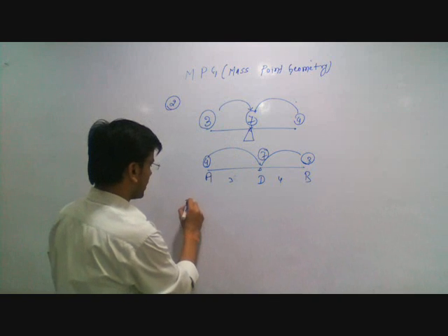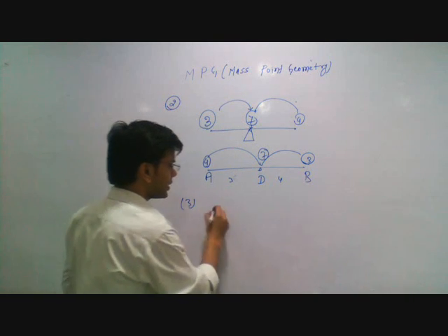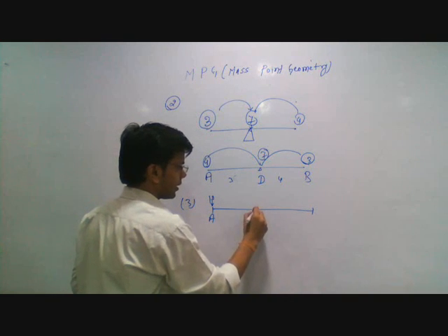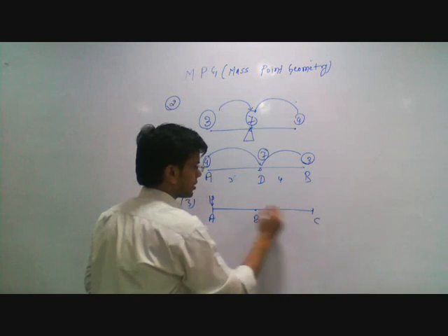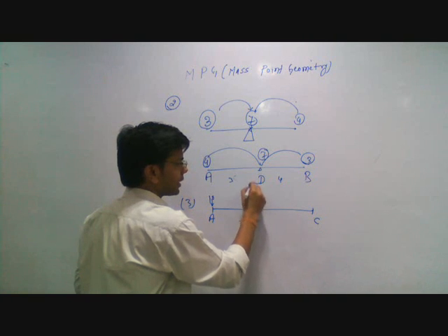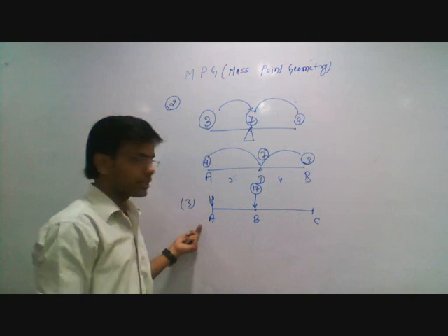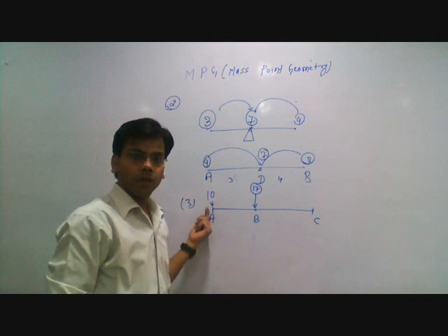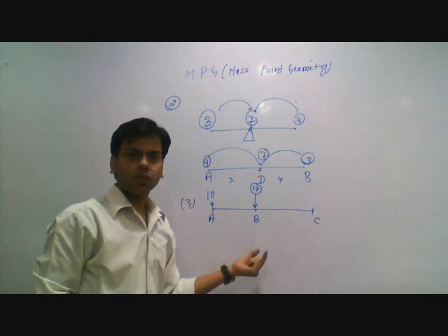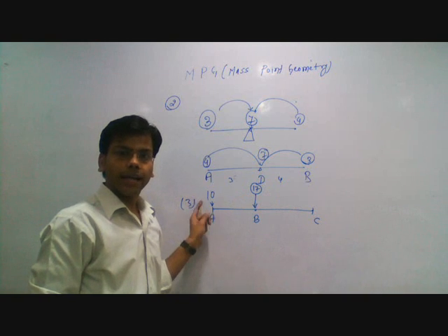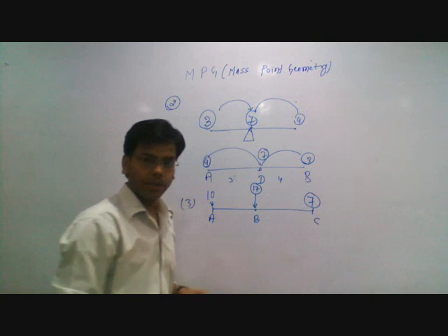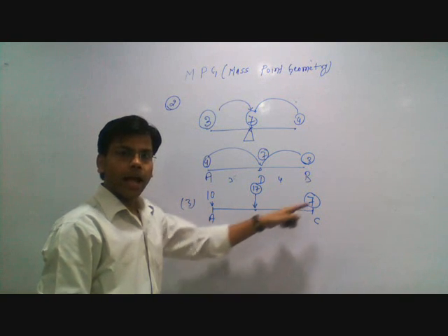And the third concept, by using the same thing: if the weight at point A is 10, this is B, this is C, and the weight at B is 17, then what should be the weight at C? Because B is the middle point, we get the total weight at B. Here 10, here 17, so the weight at C should be 7.